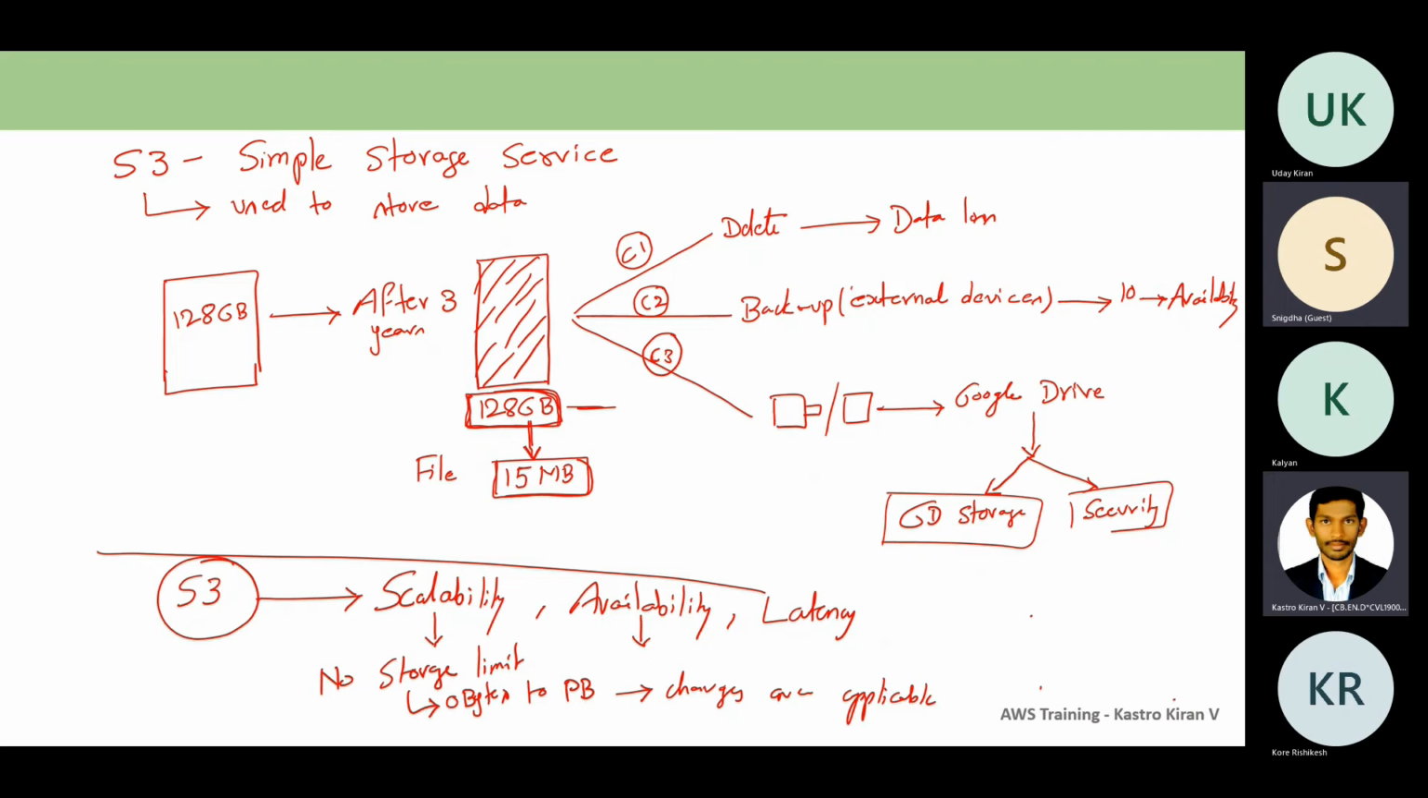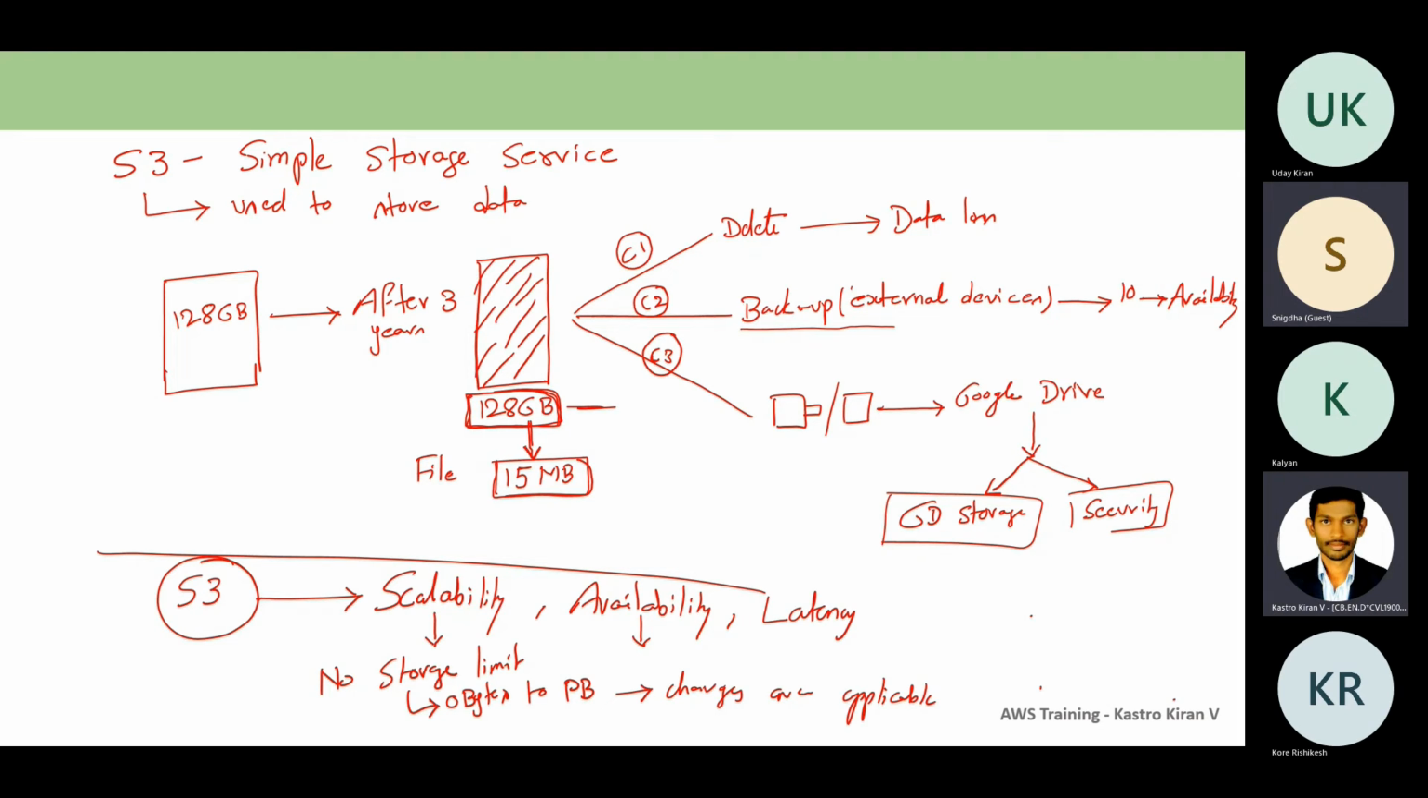Now when I was talking about taking a backup of data in external devices, availability issues will come into the picture. But when you store any data in an S3 bucket or in the S3 service, you don't have any problem of availability. Whenever you want, the data will be readily available for you. You just need to log into your AWS account and open the files that are required. So availability will not become a problem here.